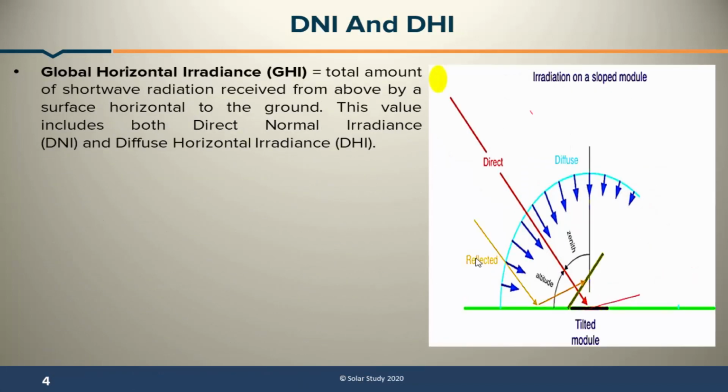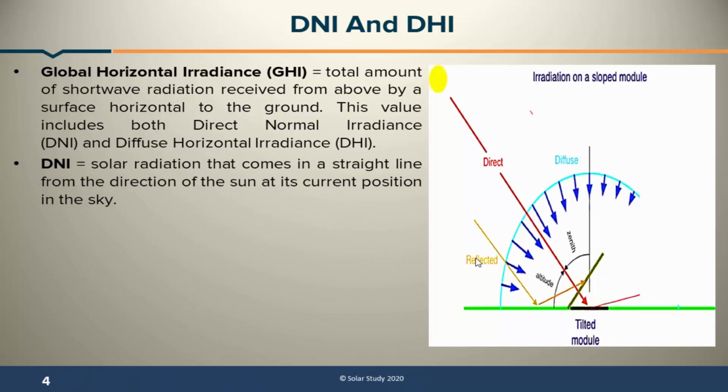Next, what is DNI and DHI? First of all, we have to know about GHI. We know it is the total amount of radiation received from the sun. Along with that, there will be two components: DNI, that is direct normal irradiation, and the other is diffused horizontal irradiation. We will see what all of this is.